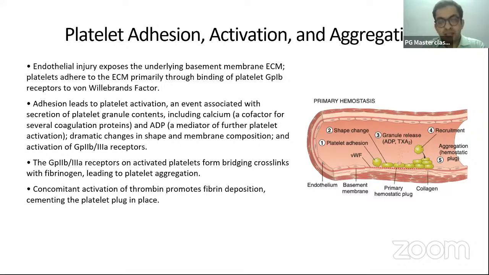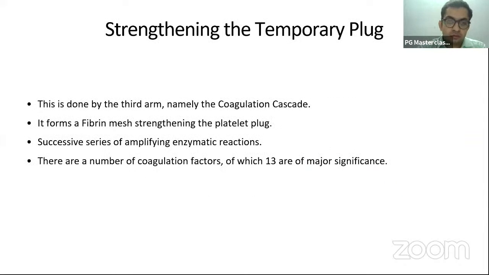These are further mediators for platelet adhesion and aggregation. Also, as the platelets bind to each other, that is, they aggregate, there are changes in the shape and the membrane composition, which cause activation of GP2B3A receptors, which are basically for interlinking of the platelets to each other. They help in forming cross links with each other as well as with fibrinogen. Now, this forms the primary hemostasis.